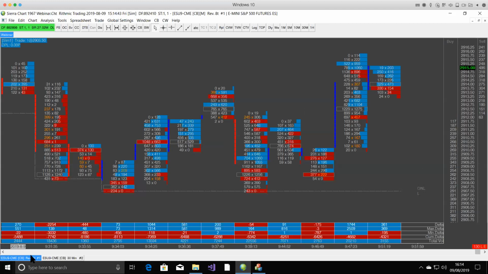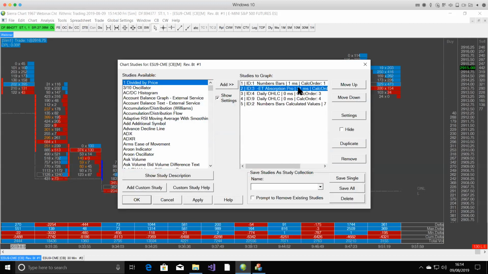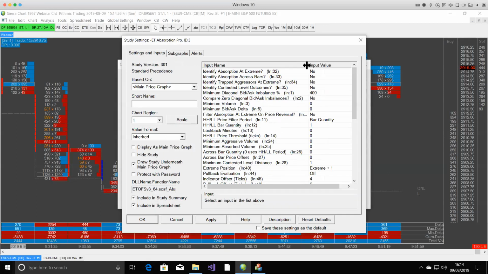So what we'll do, we'll use this 8-tick reversal chart. I go to my studies. I've already added Absorption Pro on here, it isn't doing anything yet. If I bring up the settings, we can see we can configure the indicator for various modes. Do we want to see absorption at extreme, absorption across bars, trapped aggressors at extreme, or identify the outcomes of contested levels. So I'll walk through all of these individually.